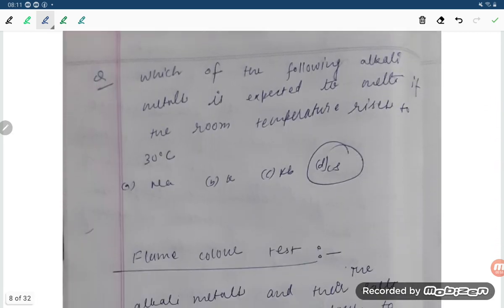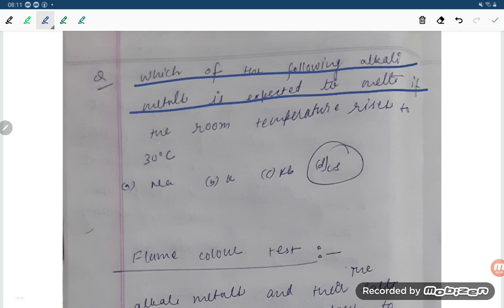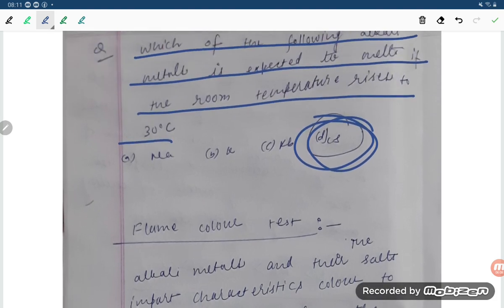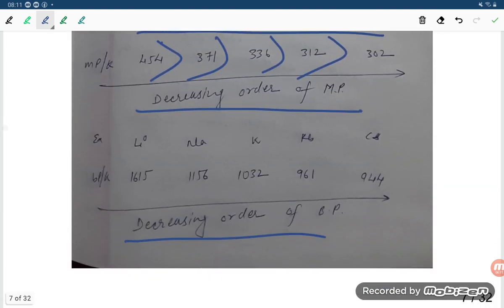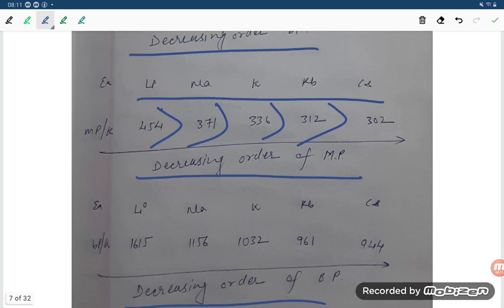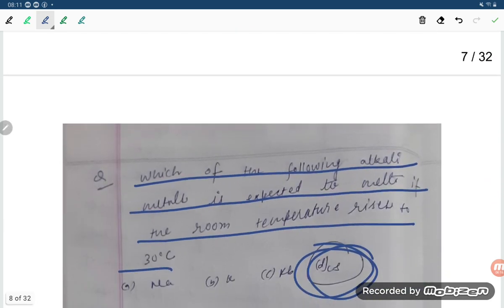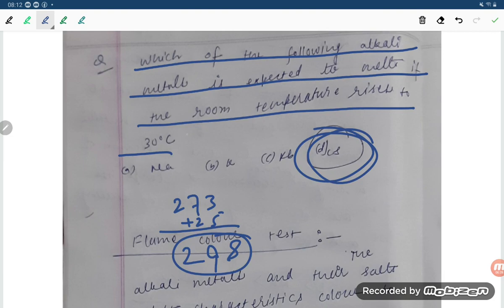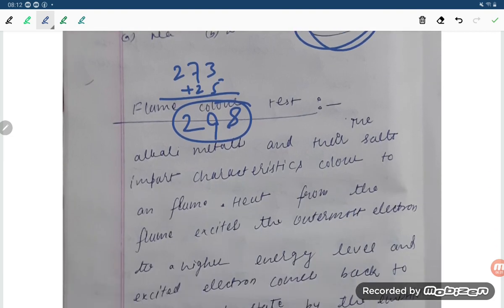Next, which of the following alkali metals is expected to melt if the room temperature rises to 30 degrees? Cesium will melt, students, because of its melting point. Cesium's melting point is 302 K. What does 302 mean? 273 plus 25 is 298, so about 290 is there. If you increase to 30 degrees, it will melt, students.